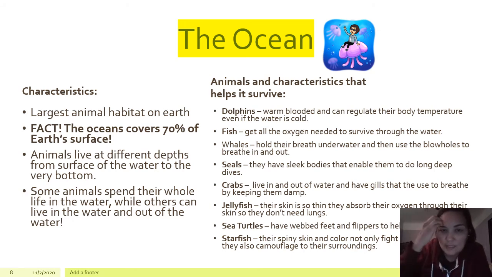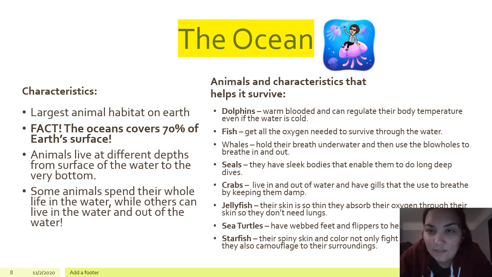Has anybody ever seen a seal before? Or at an aquarium? They're really cool. They're really fast. And they like to show off. Now, crabs are one of those animals that we talked about that can live in and out of water. They have gills that help them breathe. And all they have to do is keep them down. So every once in a while, crawl into the water, come back out. Hang out on some rocks and enjoy the sun.